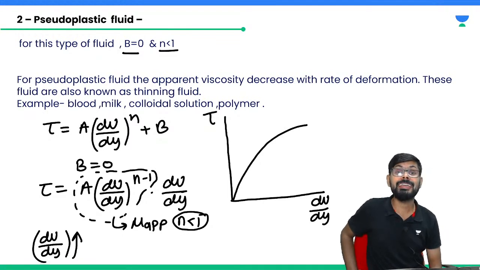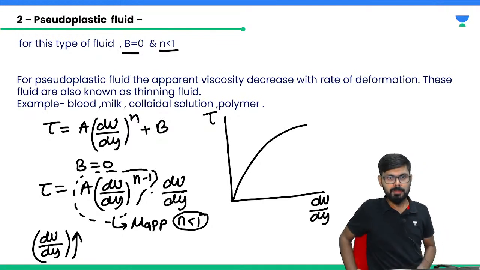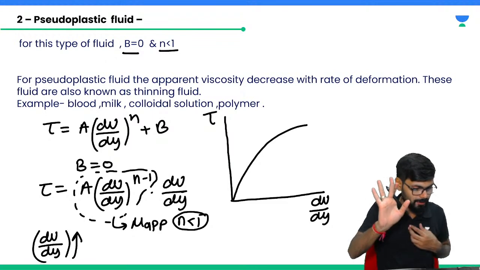Rate of deformation, d theta by d tau. What is rate of deformation?